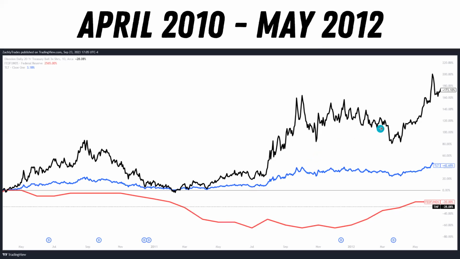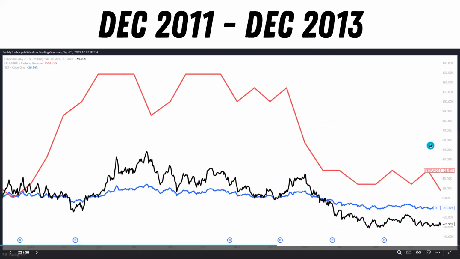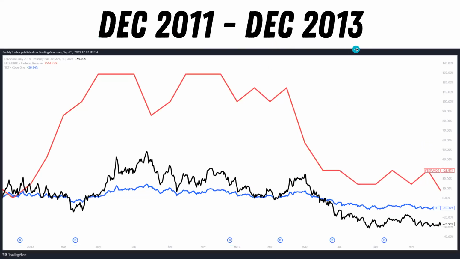And so I just wanted to point out that we essentially have this period here where they're still continuing to make new highs, even though the Fed fund rate actually started to rise here as well. Now, this is December 2011 to December 2013. And you can see here as well, this is one of those periods where the Fed fund rate is going down, obviously, right? And what do you see? Well, TLT is actually going down. TMF is actually going down.